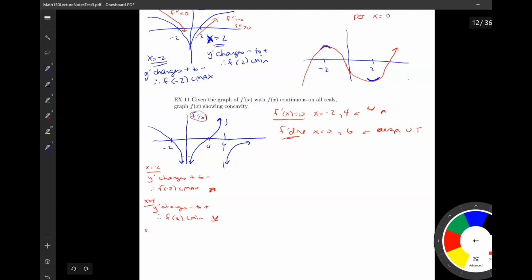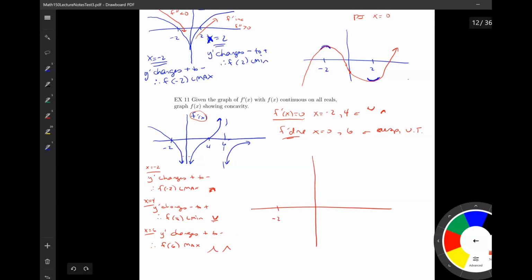All right, now let's look at x equals 6. This is where the derivative doesn't exist, so I'm expecting a cusp or a vertical tangent, one of those graphs where the derivative doesn't exist. At x equals 6, I see that y prime changes from positive to negative. So therefore f of 6 must be a local max. Because it's changing direction, it's got to be a cuspy thing or a cornery thing. We'll get that from the concavity.